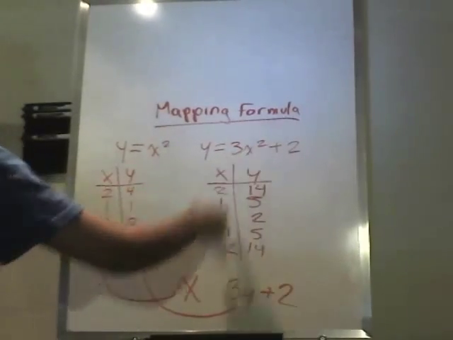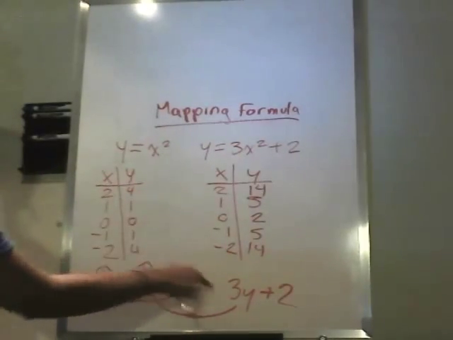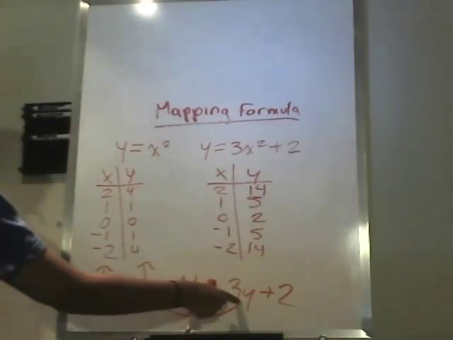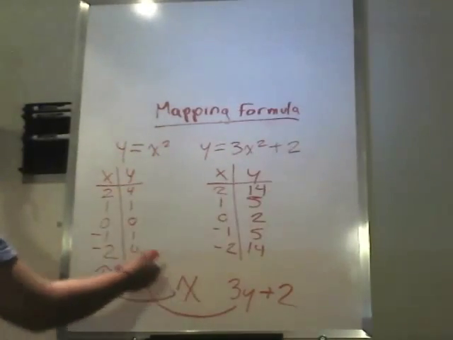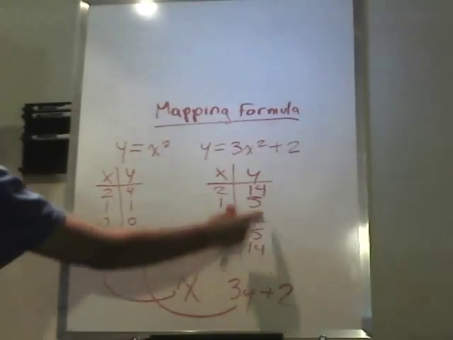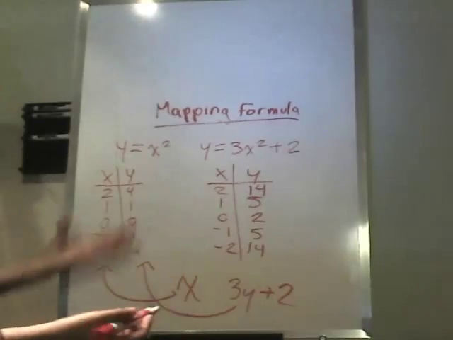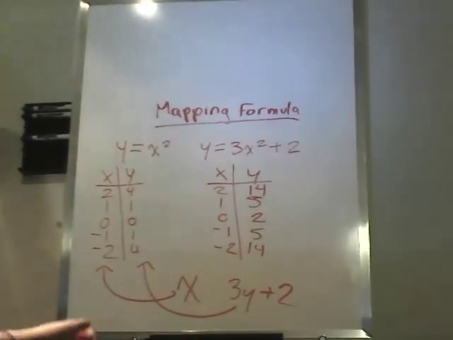X, nothing with x, so it's alone. You leave the numbers. Y, since there's a 3, you're going to times 3 and y plus 2 plus your k, right? So then you're going to get these numbers, sub it in, and these are your points. Now you could graph your parabola, okay, since you have your points.